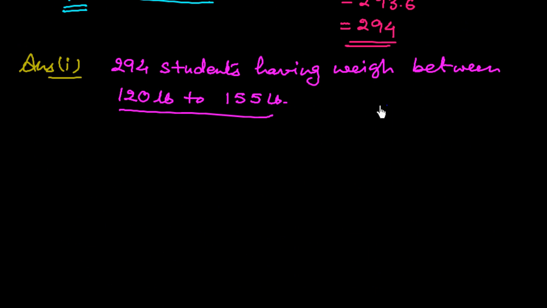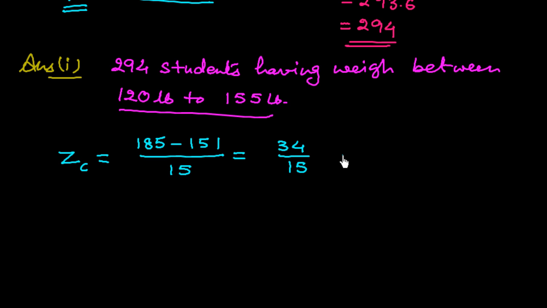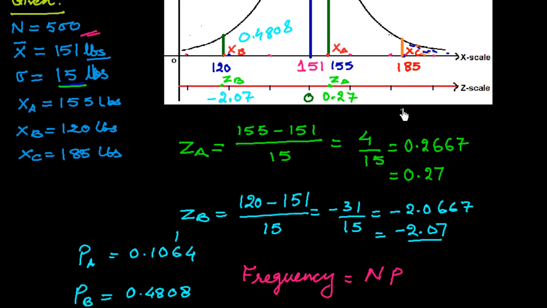Again we use this Z transformation formula. So ZC is equal to XC, we have 185, and X bar is 151 and sigma is 15, we know that. So again we have 34 over 15, so it is equal to 2.2667. If we round this up, we get here 2.27. So we are getting this 2.27 here on the right side, the corresponding Z value at this place.